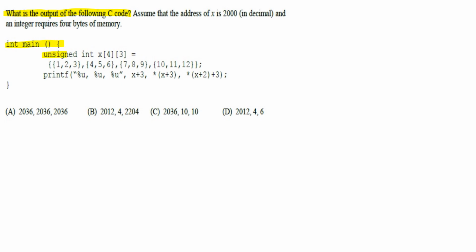We are given a two-dimensional array of size 4 cross 3, 4 rows, 3 columns, and the array is also initialized with these values. And we want to print 3 values over here. Then there are some assumptions. Assume that the address of that array is 2000 in decimal and each integer requires 4 bytes of memory.